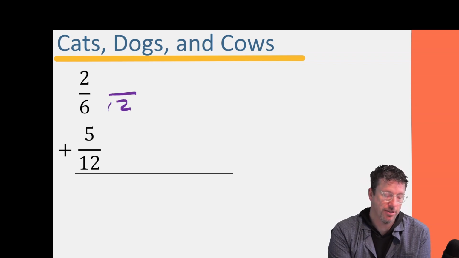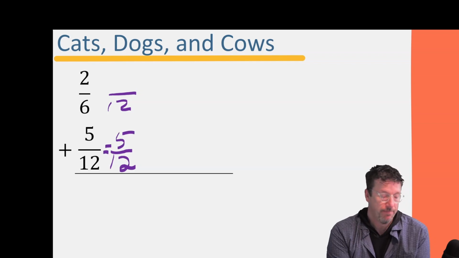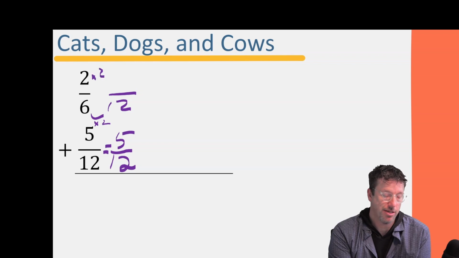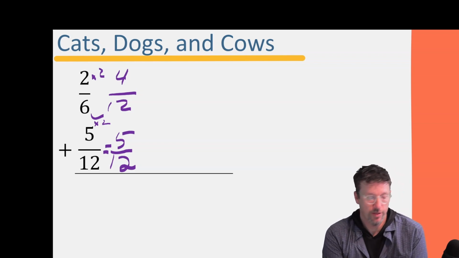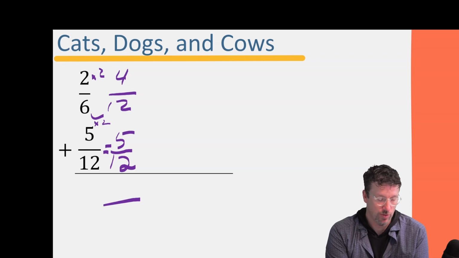So we can turn them into the same denominators. 5/12 is equal to 5/12. 6 times what equals 12? Well, 2. So we multiply the top by 2 as well. What's 2 times 2? It is 4. Let's add them up. What's 4 of these things called 12s plus 5 of these things called 12s?